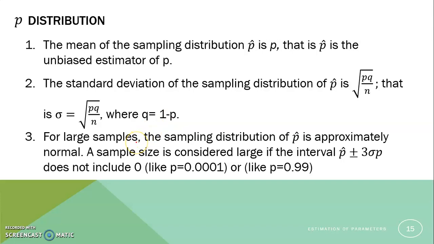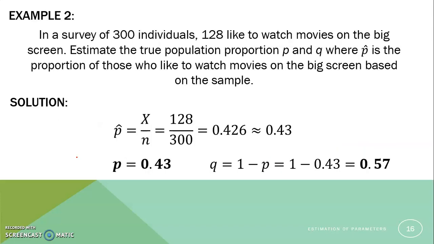For large samples, the sampling distribution of P hat is approximately normal. So this one is important, and because this is normal, we're going to use the normal distribution table or the areas under the normal curve, which is the Z table. A sample size is considered large if its interval does not include 0 and 1. So it is only between 0 and 1. So let's have an example.